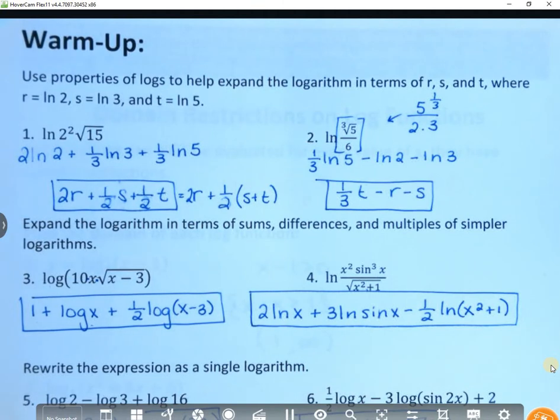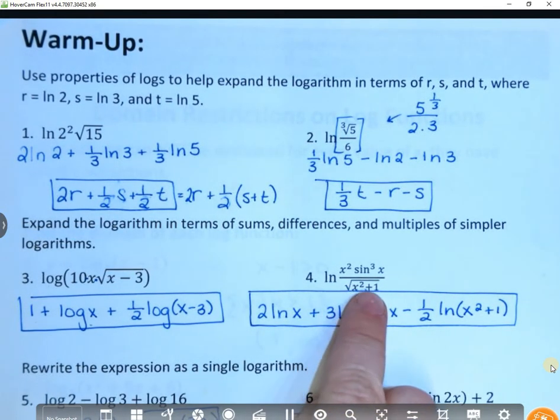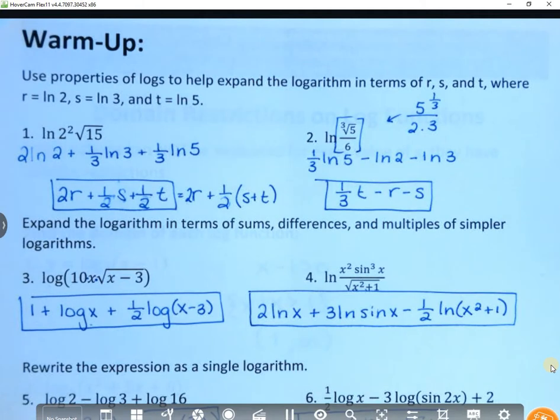Yes, sir. Because it's not the square root of x squared, it's the square root of x squared plus 1. For example, 4 is something squared. 4 plus 1 is 5. I can't just cancel that out. You cannot cancel it out. You can factor it, but it's not factorable because it's got that plus sign. Yes, ma'am.